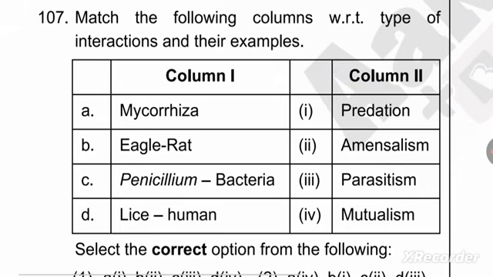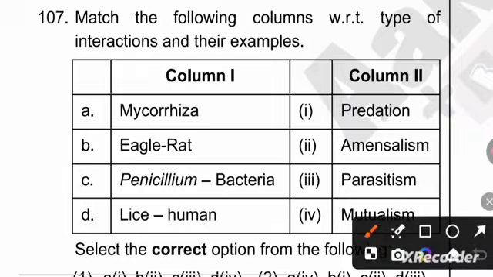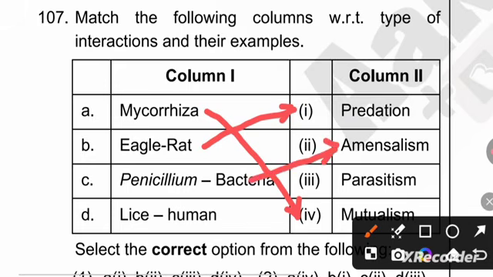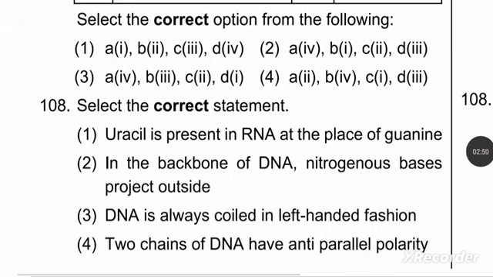Match the following. We need to match the following. Mycorrhiza is the symbiotic association of fungi and roots of higher plants. Eagle and rat is an example for predation. Penicillium and bacteria is an example for amensalism. Then lice on human is an example of parasitism. So this is the correct option. Let us move to the next question.